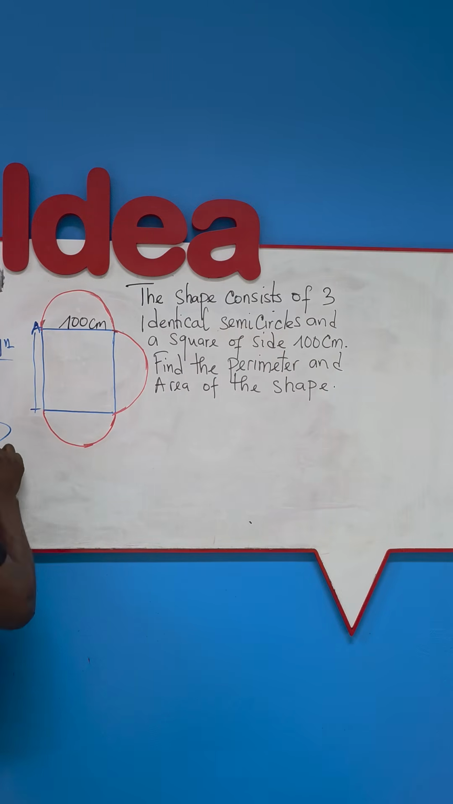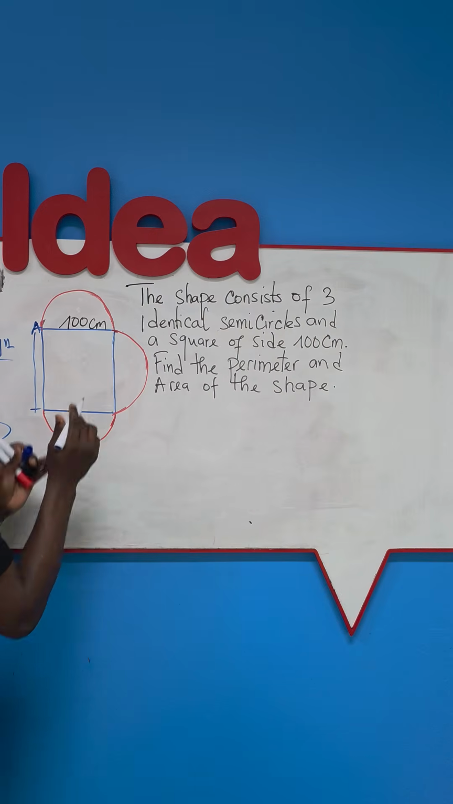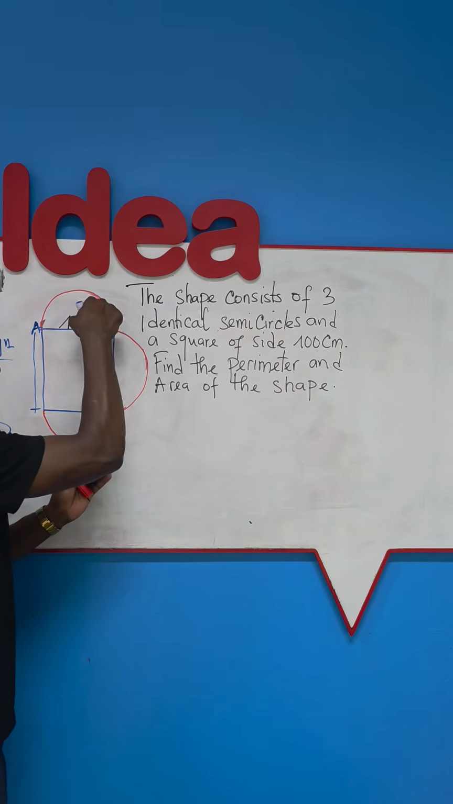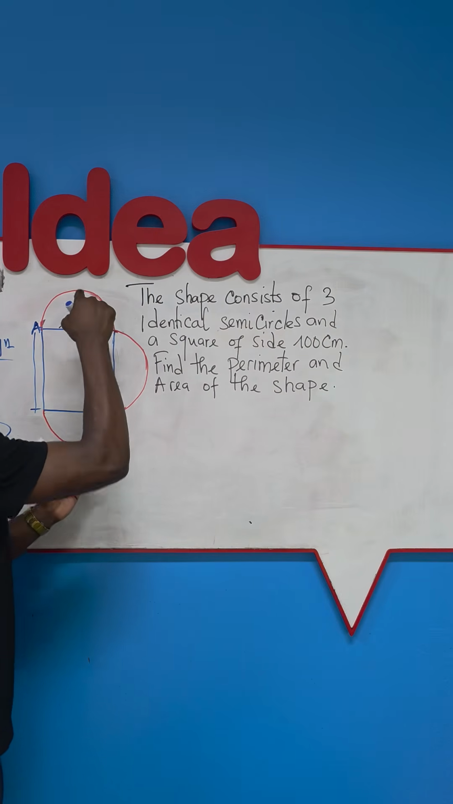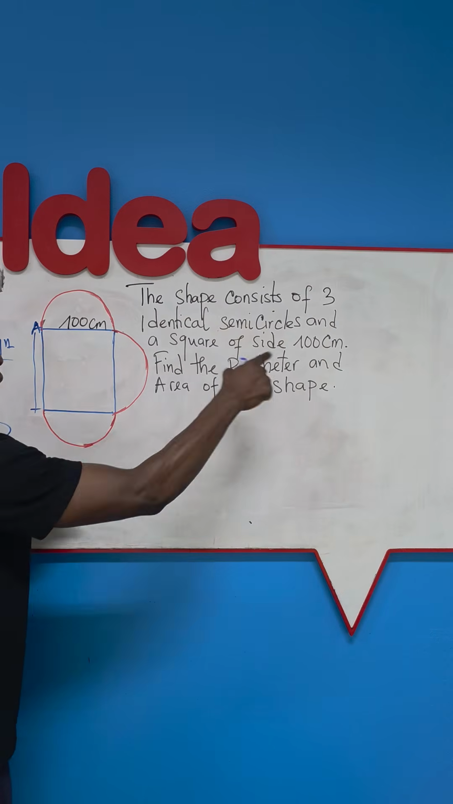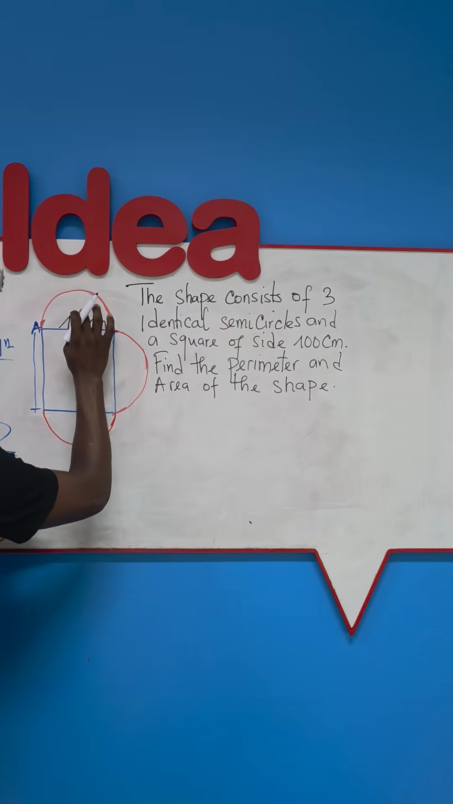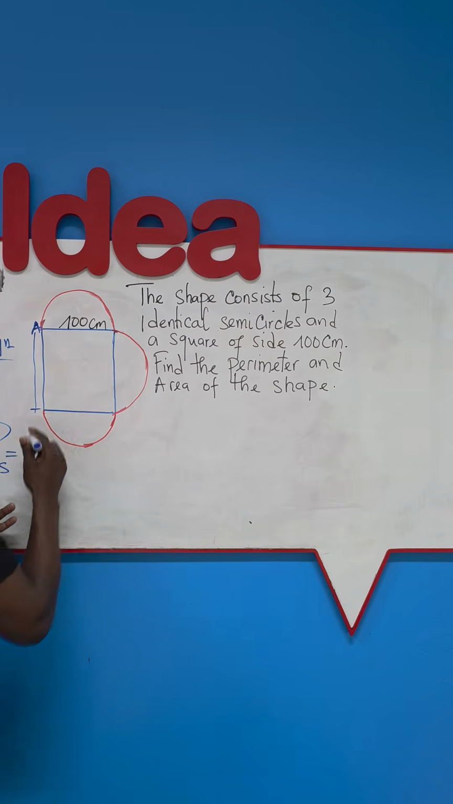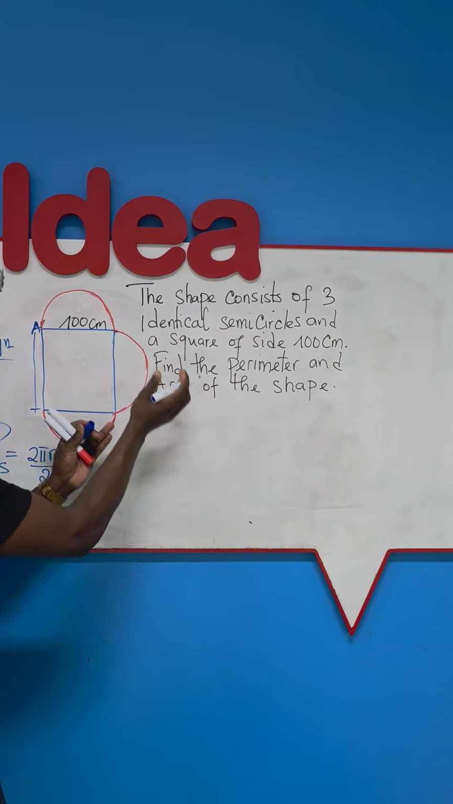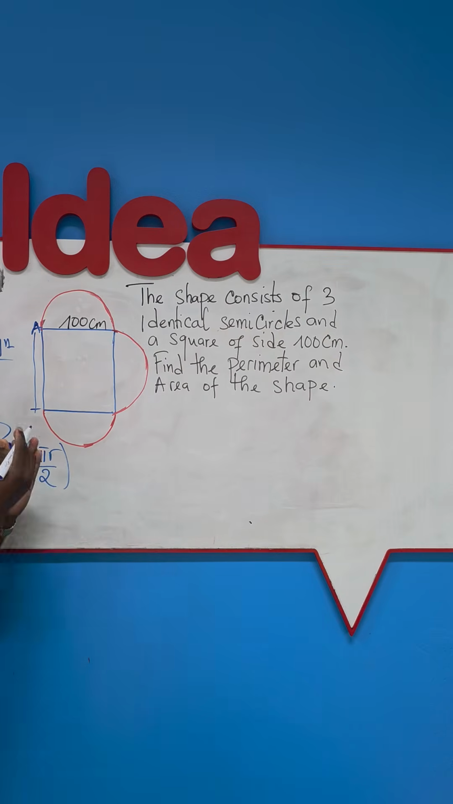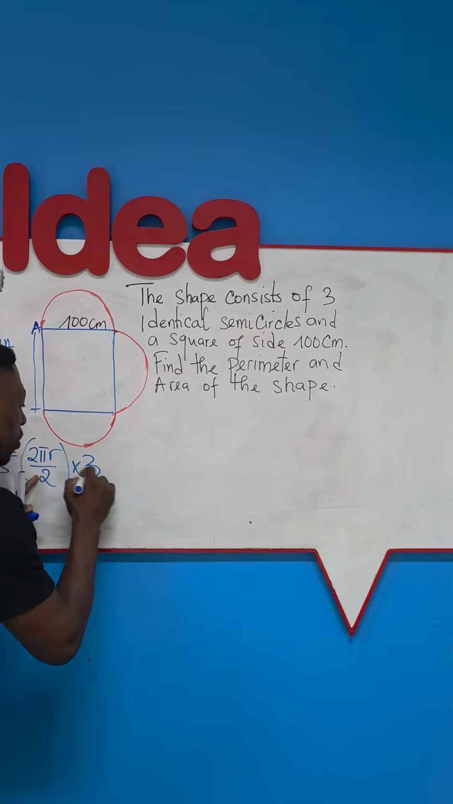So the perimeter of the shape is going to be equal to, now how do we get the perimeter of one of the semicircles? It's enough if we have just one of them and we can multiply it by 3 because they said they are all identical. So how do you get the perimeter of just one of the semicircles? It is the circumference of a full circle divided by 2, since we're talking about a semicircle. And now since there are 3 semicircles, we will multiply whatever we get for one semicircle by 3.